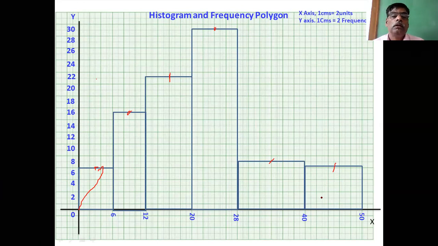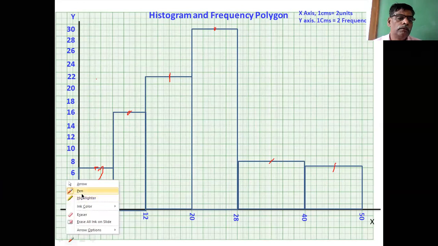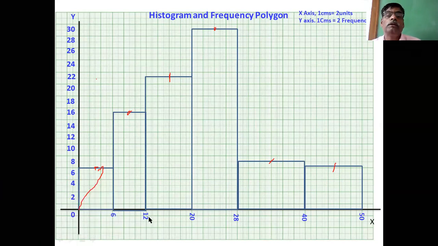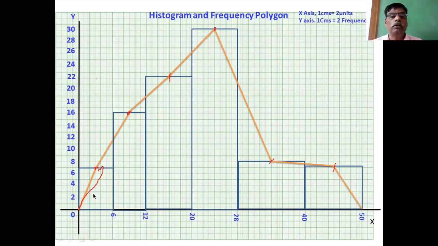The freehand curve is called a frequency curve. If you draw straight lines, that is called a frequency polygon. This is the frequency polygon. If you want to draw the frequency curve, what to do? Draw a freehand curve.